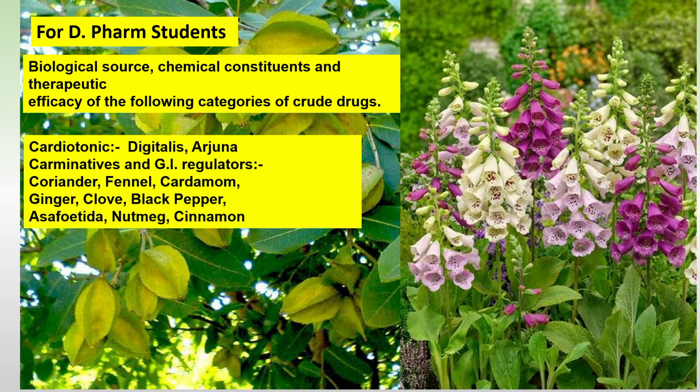Two topics I have taken according to the pharmacological classification they have given. One is Cardiotonic, they have given only two drugs, Digitalis and Arjuna. Carminatives and G.I regulators, that means gastrointestinal regulators, they are given Coriander, Fennel, Cardamom, ginger, Clove, black pepper, Asafoetida, Nutmeg, cinnamon. So these all the drugs today we are going to have a discussion.